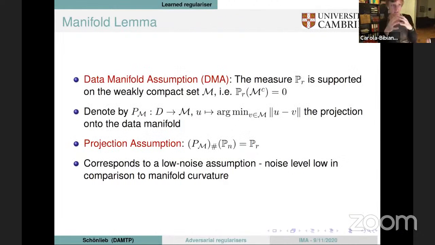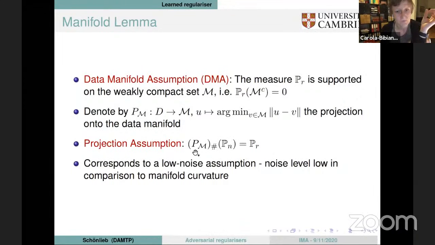Another thing that is interesting is, if you do this and you make two more assumptions, if you allow me to make two more assumptions, I can tell you one more thing about the regularizer. One assumption is that your distribution of ground truth images is supported on a compact manifold, on a weakly compact manifold. This is called the data manifold assumption. So it means that for your distribution of ground truth images you have some control. The other assumption is about the distribution Pn in comparison with this distribution PR, and this is called the projection assumption.